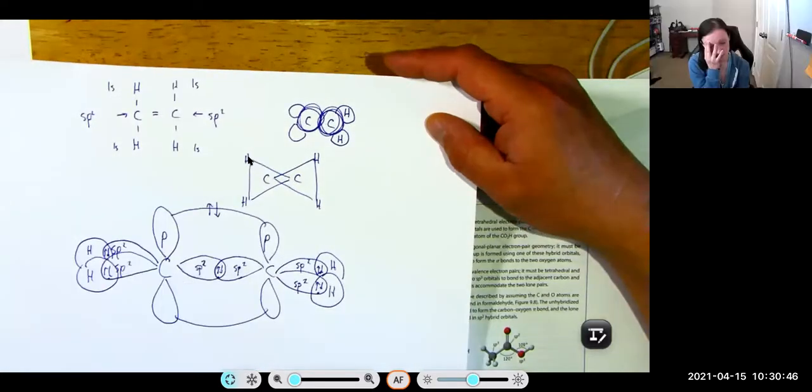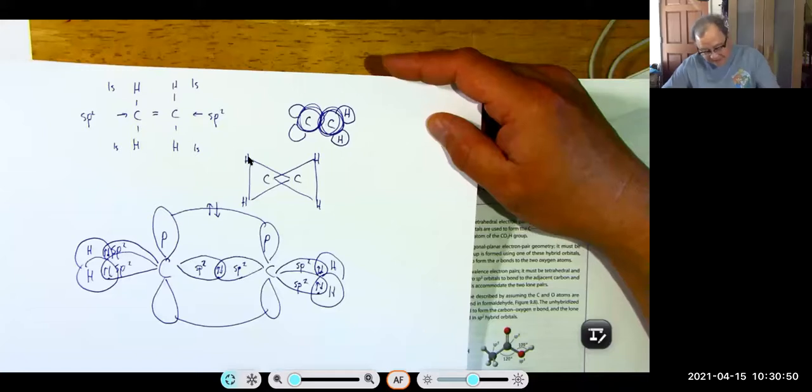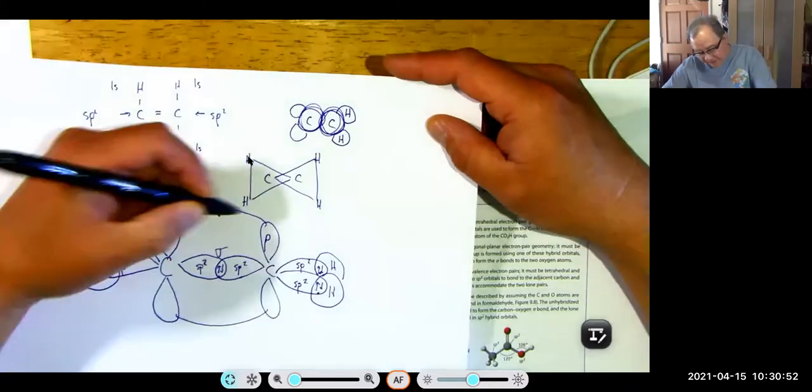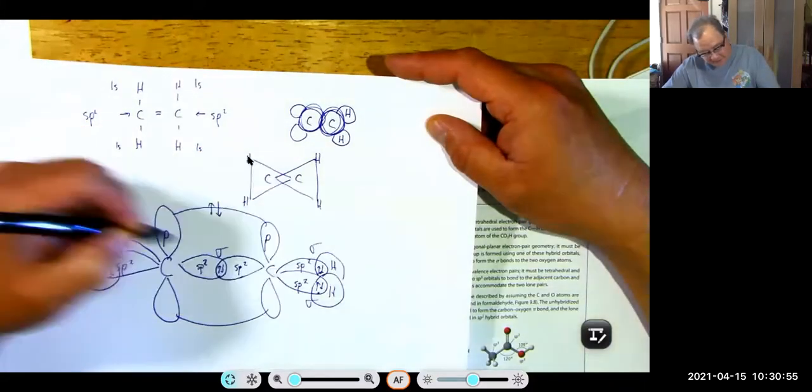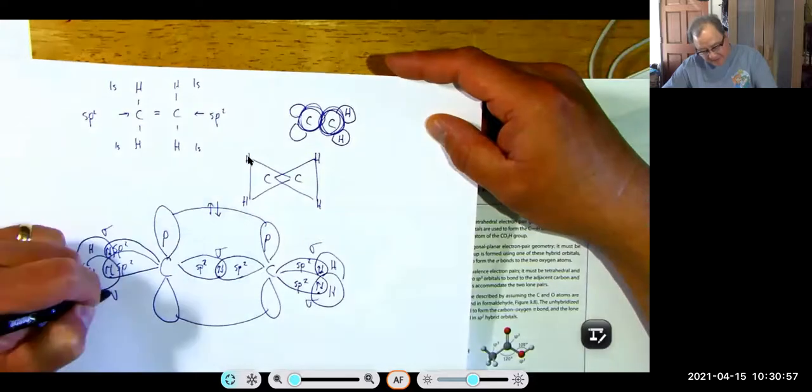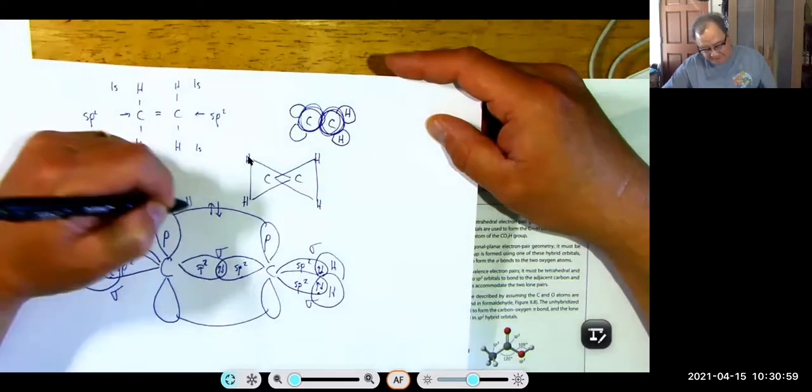And is that when we get to talking about pi or sigma? Yeah, this is a sigma bond. This is a sigma bond. This is a sigma bond. This is a sigma bond. And this is a sigma bond. This is a pi bond.